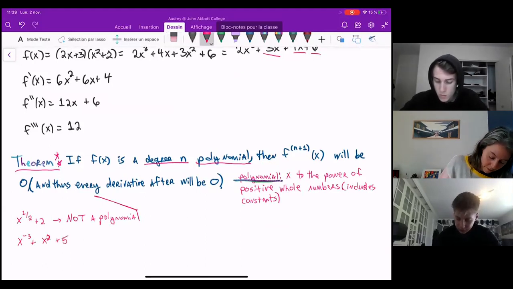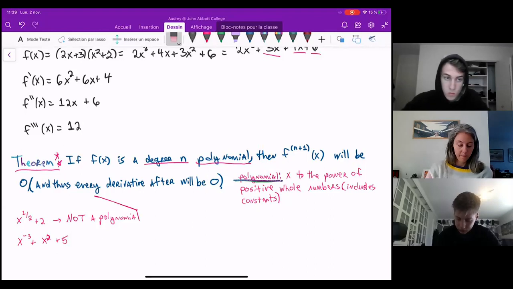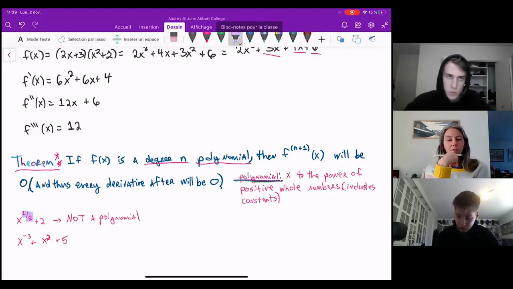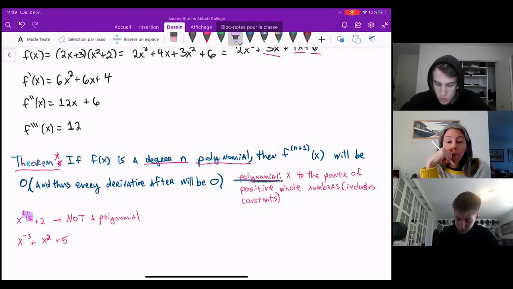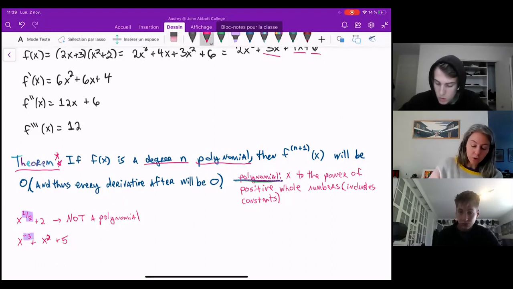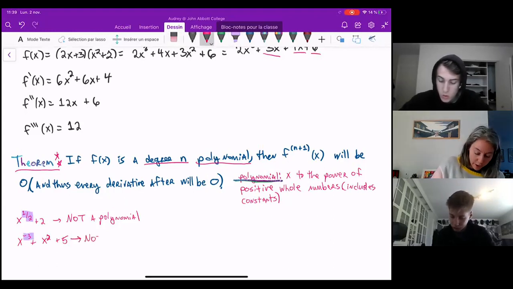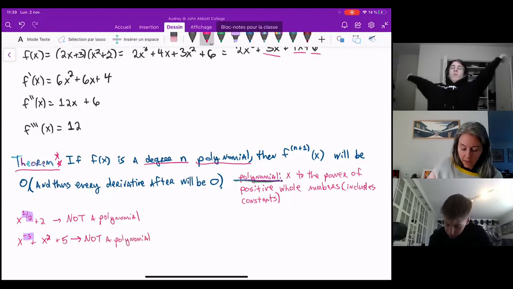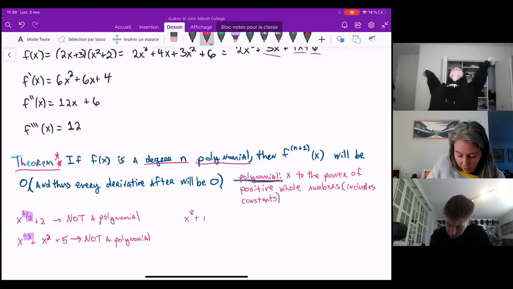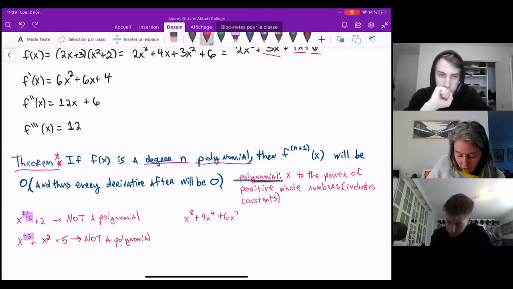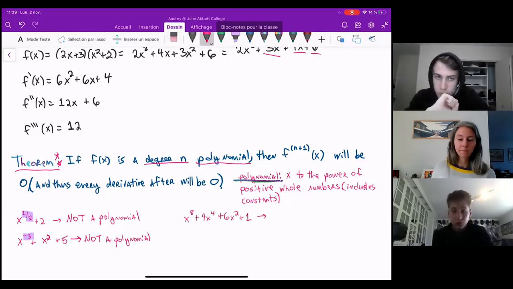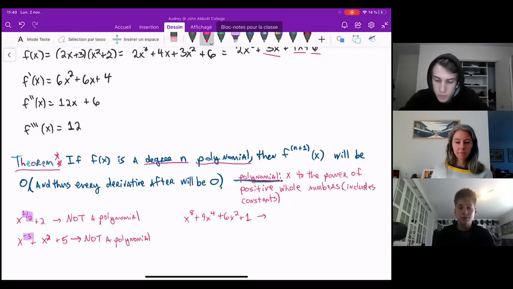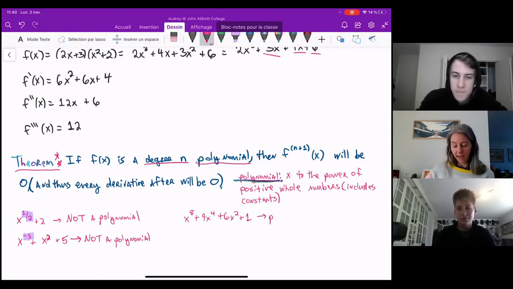Is this a polynomial? Is x to the -3? No, it's not, because that power is negative. So this is also not a polynomial. Is x to the 8th plus 9x to the 4th plus 6x squared plus 1 a polynomial? Yes, this is a polynomial.